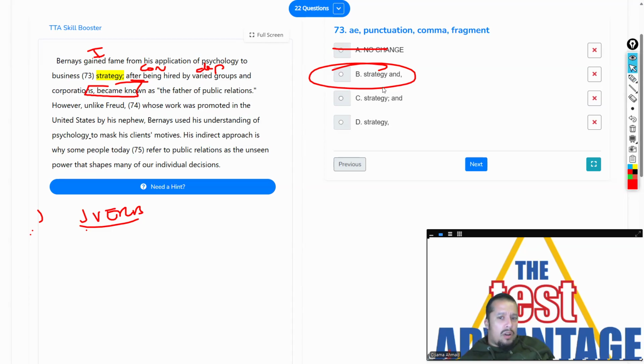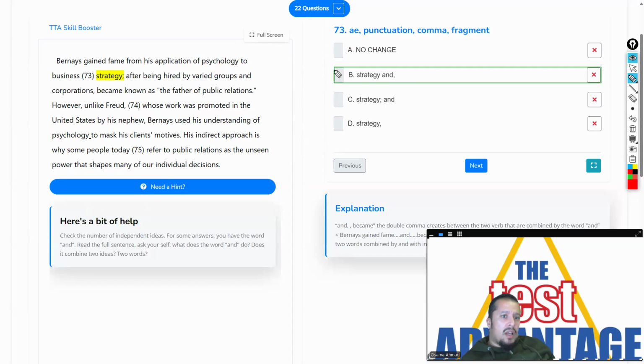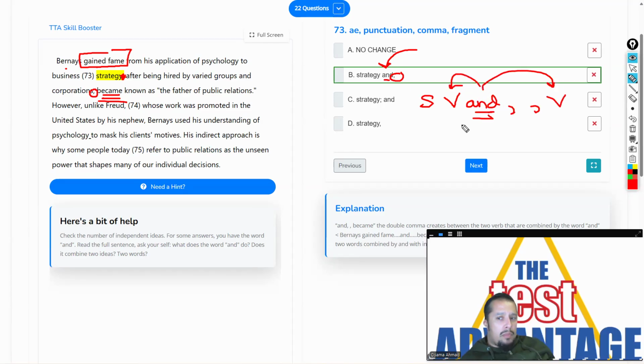Okay, Malik and Selma, you're wrong. Sorry, guys. The answer is B. My bad, guys. Bernays gained fame from his application of psychology to business strategy and, comma, after being hired by varied groups and corporations, comma, became. شايفين ازاي هنا شلنا اول حاجة. Bernays gained fame and became. هنا عندنا subject, verb, and comma verb. And هنا بيربط the two verbs دولت مع بعض.